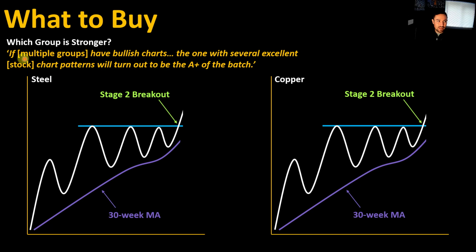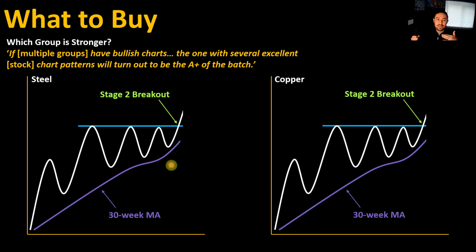This is a quote from Stan: if multiple groups have bullish charts, the one with several excellent stock chart patterns will turn out to be the A+ of the batch. So sometimes you can have 2 group charts, as we've got here. We've got steel and we've got copper, and they both look, for the purpose of this, identical, don't they? Powerful stage 2 breakouts, the 30-week moving average is rising. You've got these higher lows building, a constructed base.